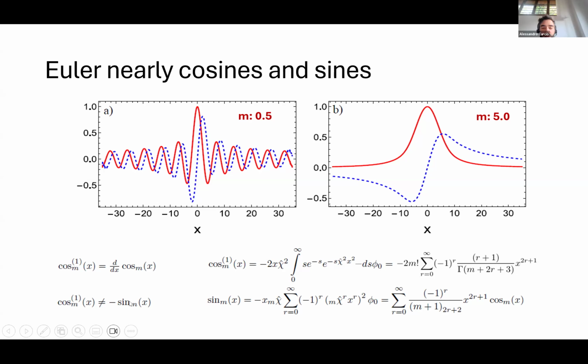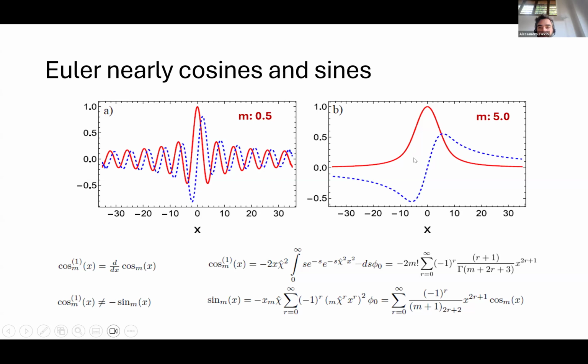So if we define the nearly sine starting from the Taylor expansion, replacing the factorial with the Pochhammer symbol, we can define a generalized sine, but this is not equal, or anyway not straightforwardly related, to the derivative of the nearly cosine. So in this sense, they are different from normal cosine and sine.